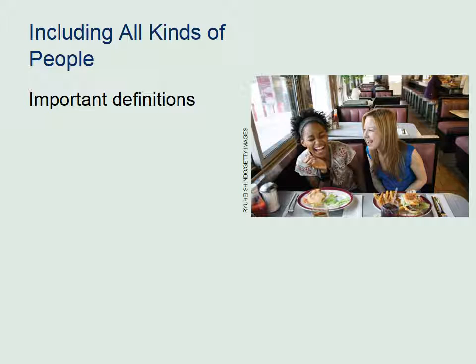Let's go over a couple of definitions. The first being culture, and culture refers to a system of shared beliefs, norms, and behaviors and expectations. These persist over time and they tend to prescribe social behaviors and assumptions.